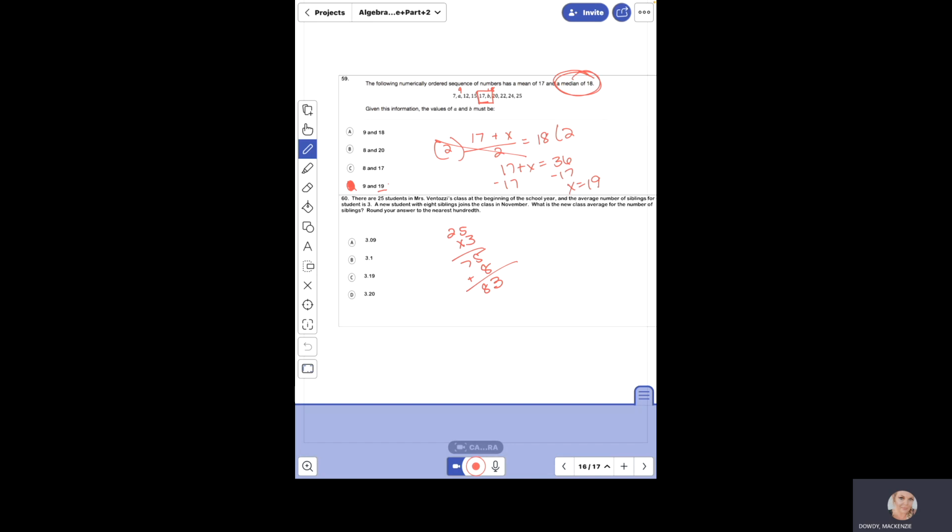So the average number for 25 students was 3, so I took 25 times 3 and got 75. Then they added one more student that had 8 siblings, so I took that 75, added those 8 siblings, and got 83. We now have 26 students in the class. So take 83, divide by 26, you get 3.19, and that is the new average.